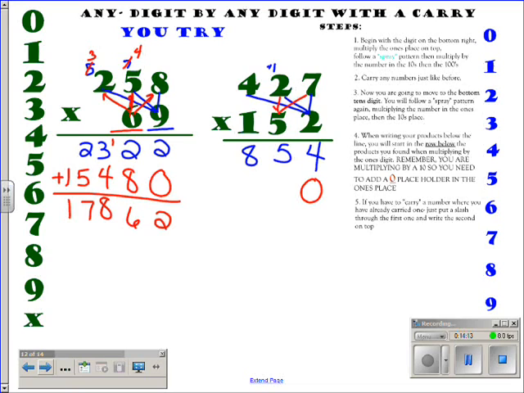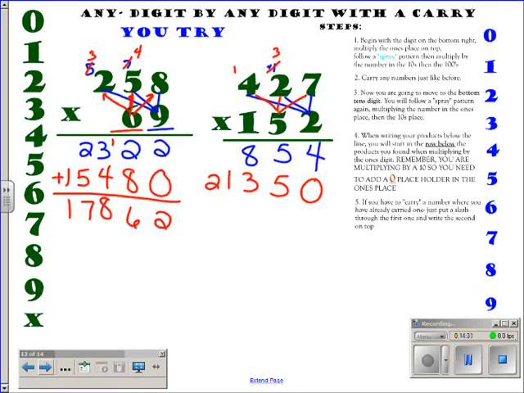I do my spray. 5 times 7 is 35. Cross out my 1 and carry my 3. 5 times 2 is 10, plus 3. So it's 13. Carry my 1. 5 times 4 is 20, plus 1, 21.